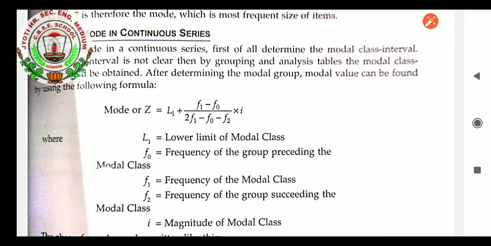Today we will be continuing the mode chapter and we will try to complete it in this period. Let us have it after the grouping table and analysis table. The next part of the mode calculation is using the formula: mode in a continuous series, how it can be calculated.